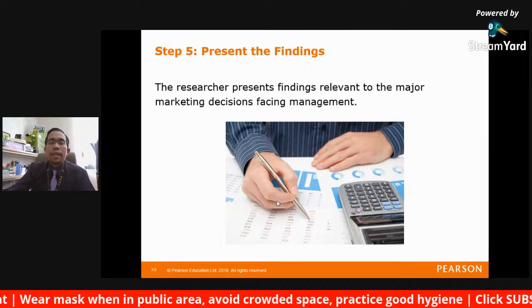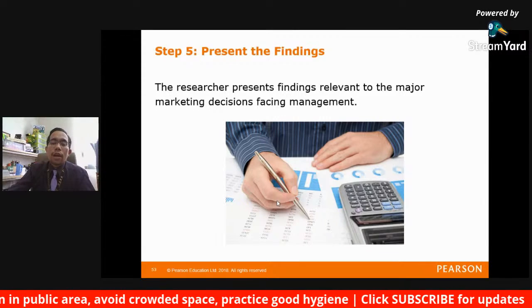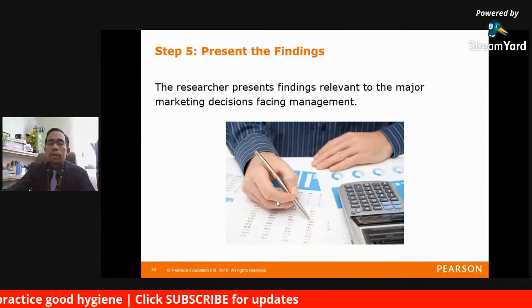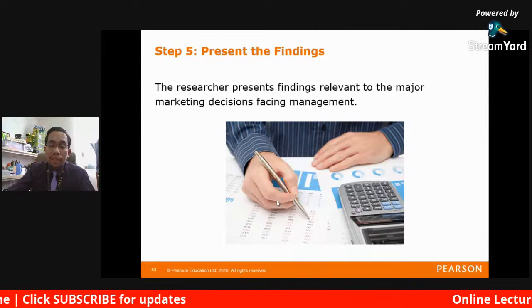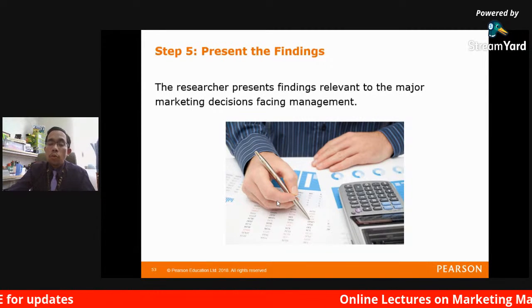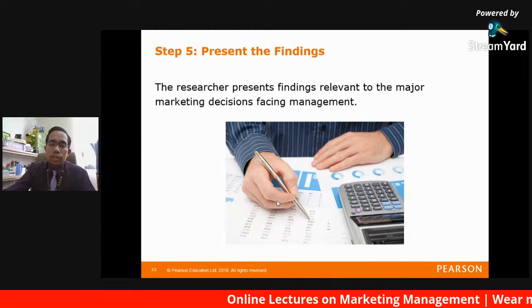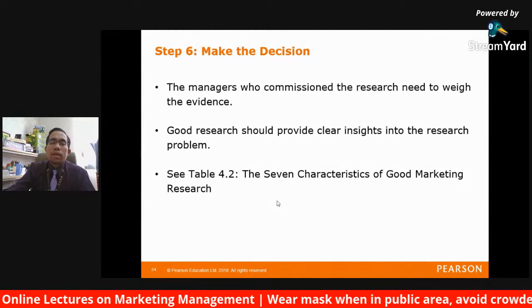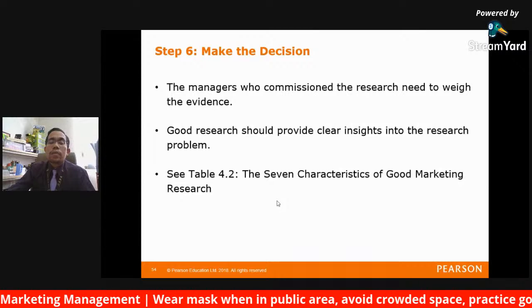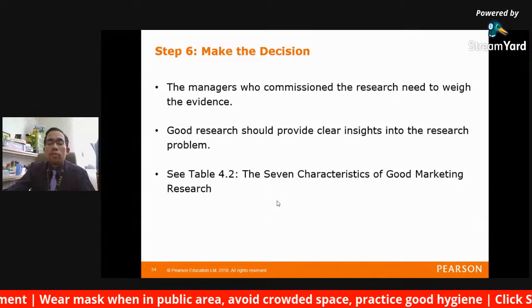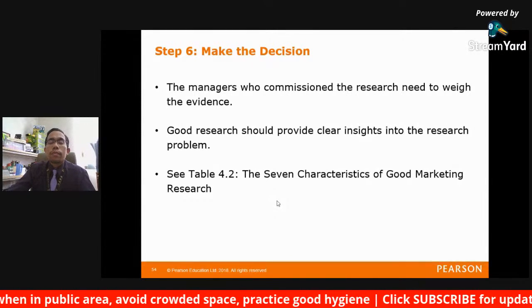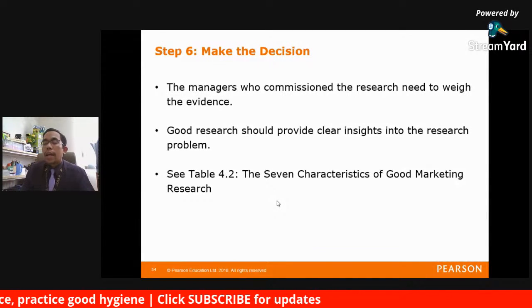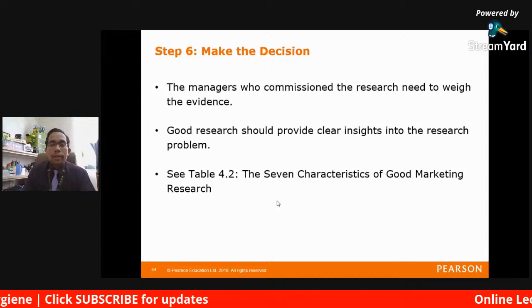Okay, present the findings. After you have done your analysis, you present to the management because they want to make a decision. Okay, so the last step, make the decision. This is the manager who has the responsibility to take all the information, all the data that was analyzed, into action.